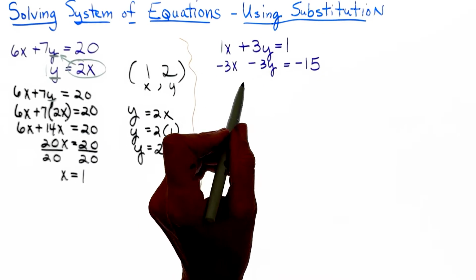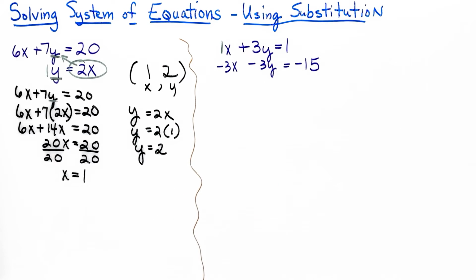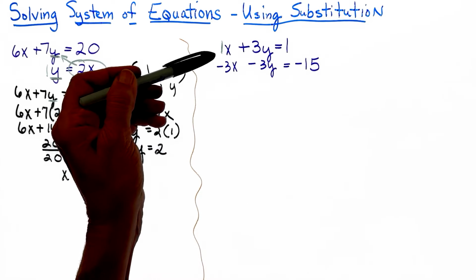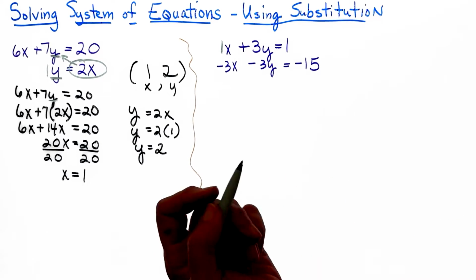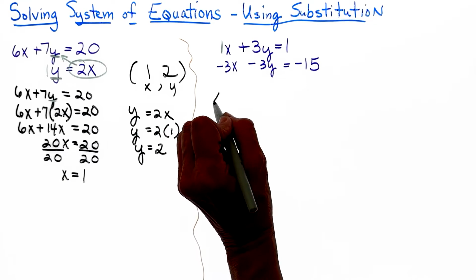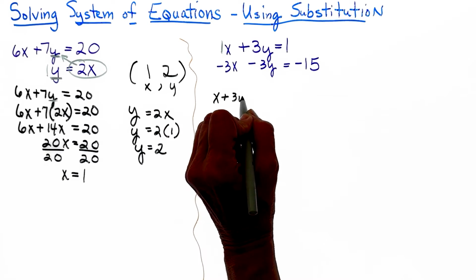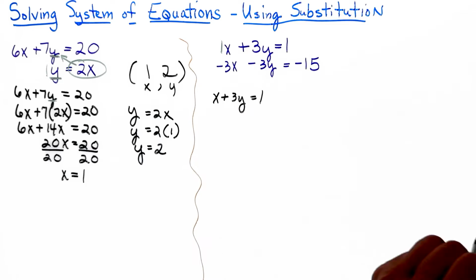So I know that my first equation is the equation that I am going to go ahead and write so that I have x is equal to something. So let me recopy that, and I have x plus 3y equals 1.